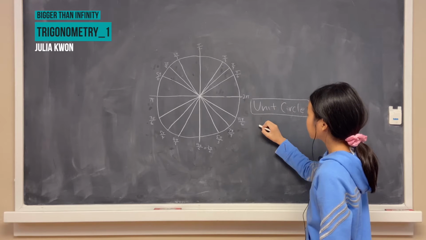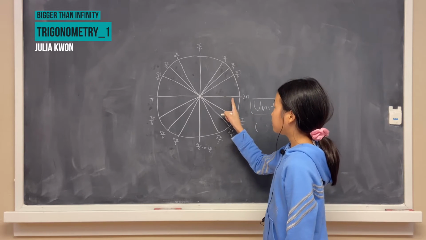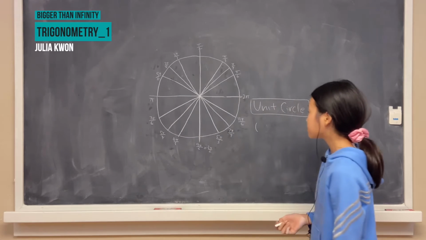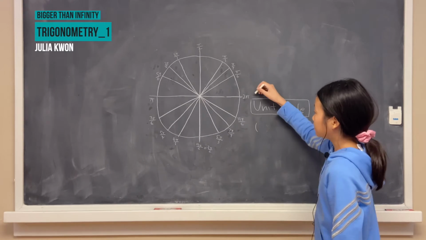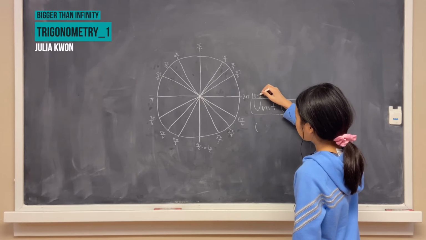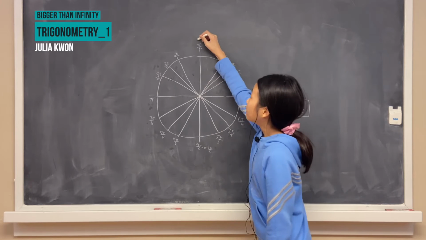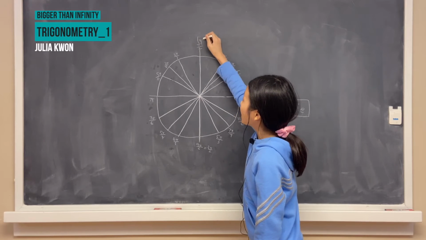So first, the horizontal line in the unit circle acts like the x-axis, and the vertical line acts like the y-axis.